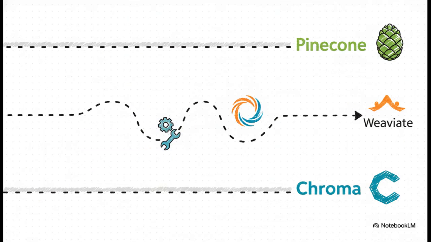Okay, next up, how much of a headache are these to get started with? Pinecone is generally seen as the easiest. Its API is clean, and the fact that it's managed means you don't worry about servers. But Chroma is also incredibly simple. It's famous for getting started with just a pip install. Weaviate is the most powerful of the three, but with that power comes a little more setup.